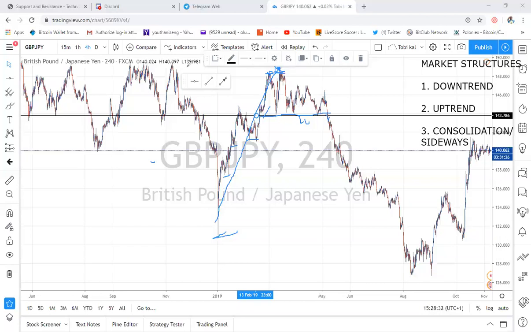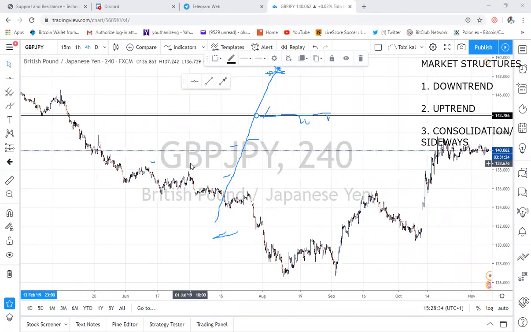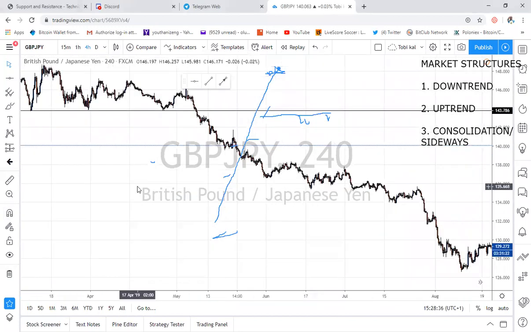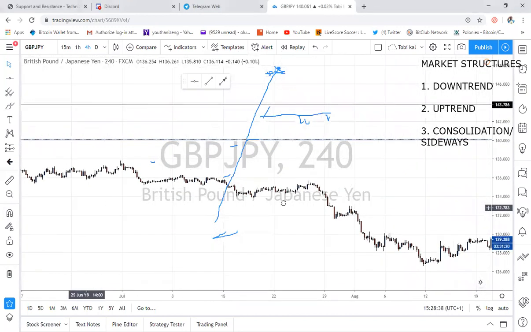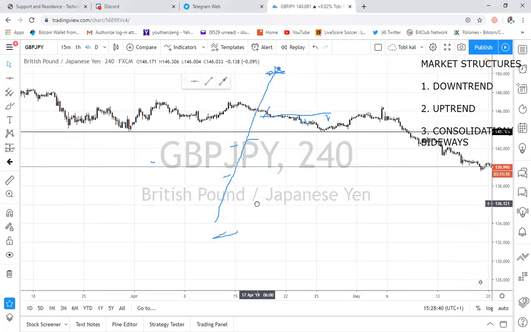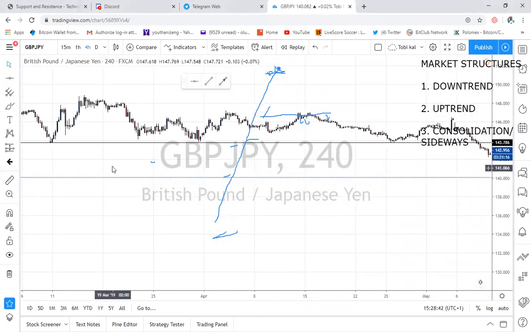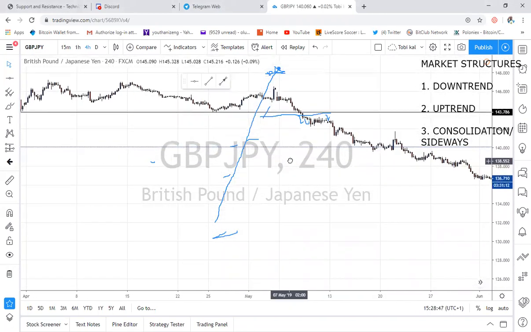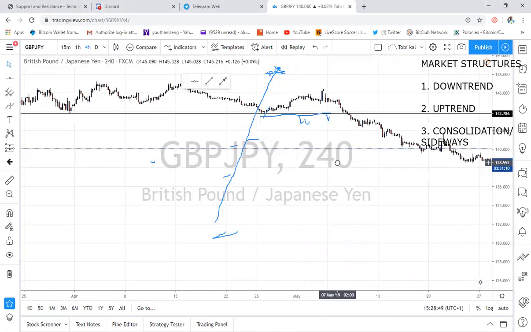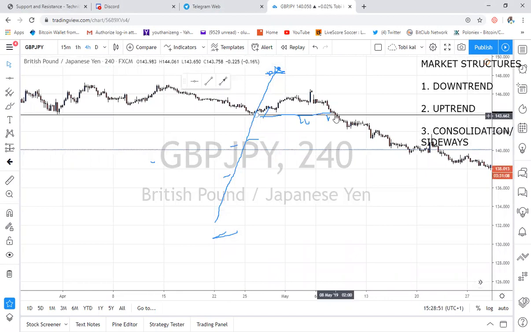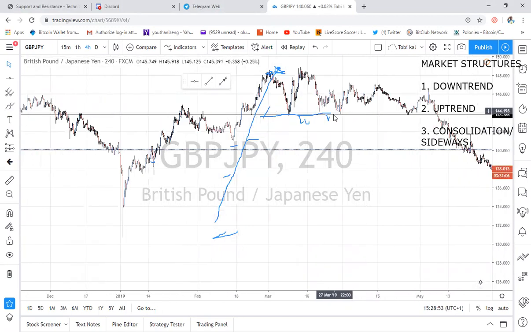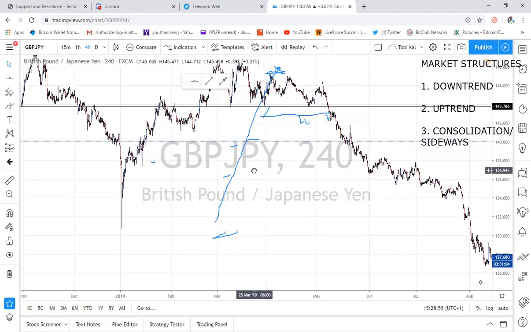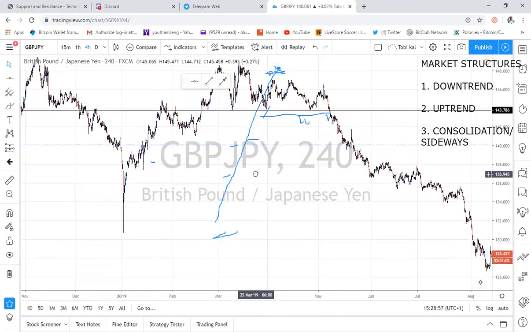Let me zoom in to see if the retest already happened there. I know where I'm watching. Okay, this is where we're watching. And then you could see the candle that came back to retest it. All right, so this is it.